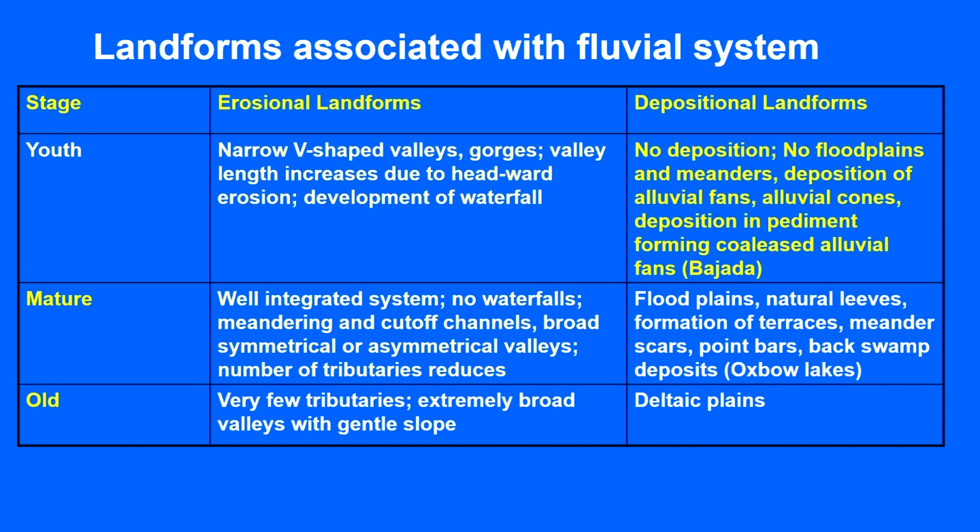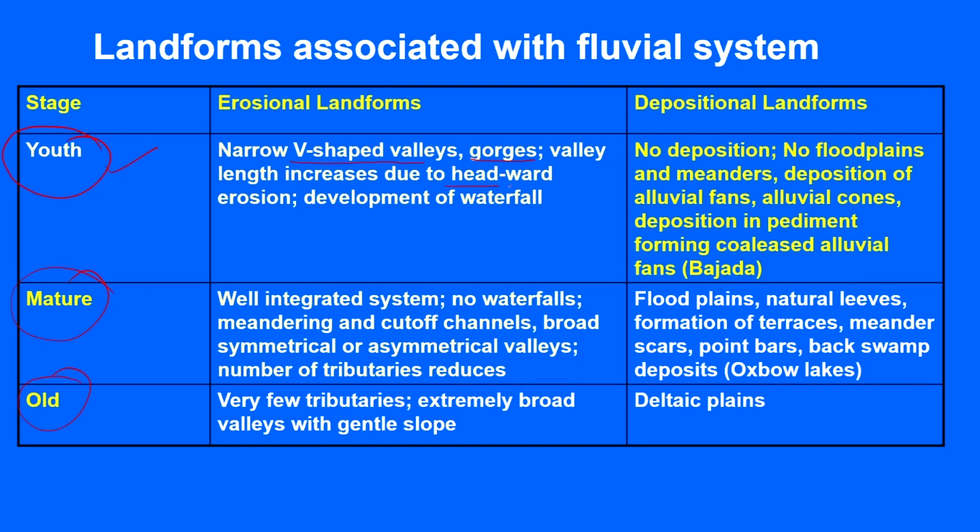Now, landforms associated with the fluvial system. There is a classification which talks about the different stages, that is, whether it is youth, mature or old, and what the erosional landforms associated with the youth stage, that is the young landscape, and the matured and old ones in the fluvial system are. So, usually we say that if the valley is young, then it has just started the erosion and all that. So, initially we will have V-shaped valleys, deep gorges, and so on.